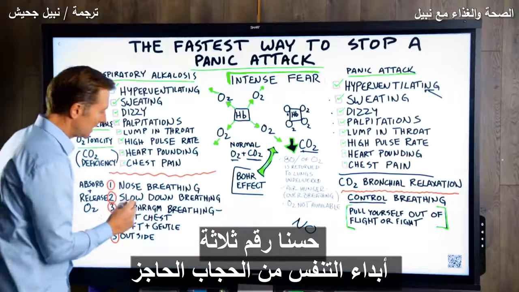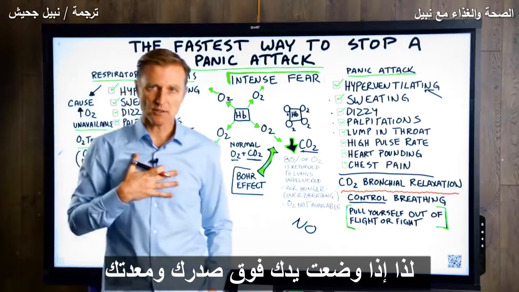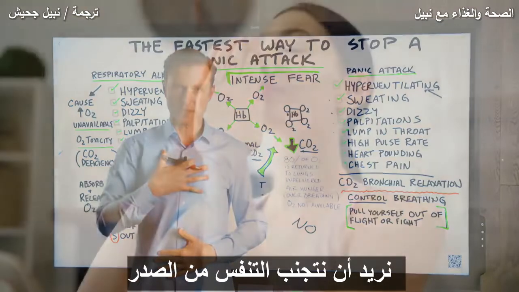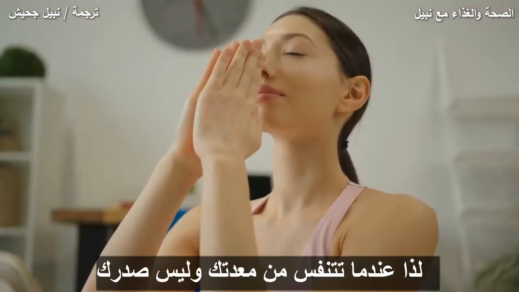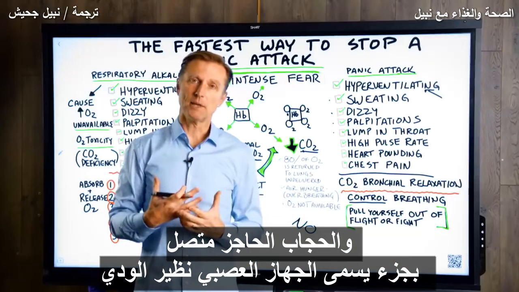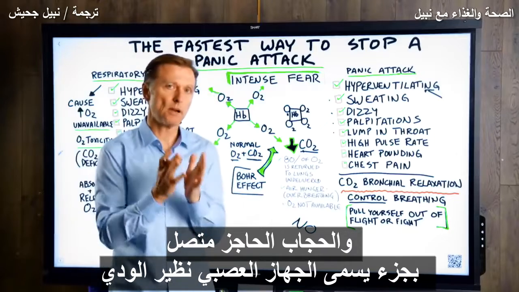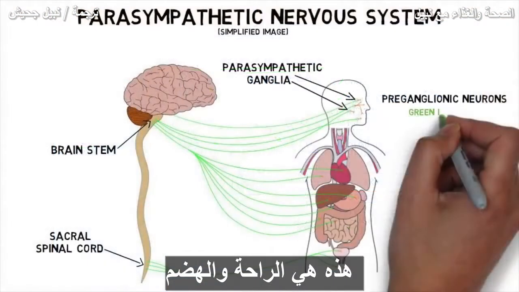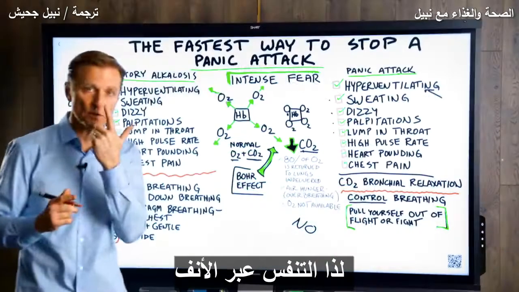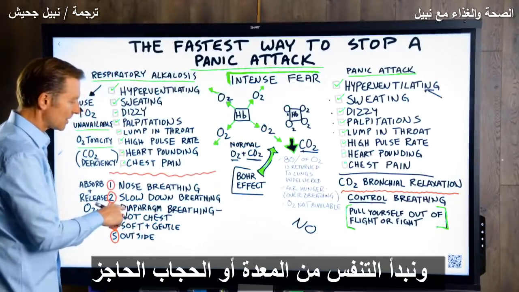All right, number 3, start breathing from your diaphragm. So if you put your hand on your chest, okay, and your stomach, we want to avoid breathing from your chest. When you breathe from your stomach, not your chest, you're affecting the diaphragm. And the diaphragm is connected to a part of the nervous system called the parasympathetic nervous system. That is rest and digest. It's going to start to relax you.